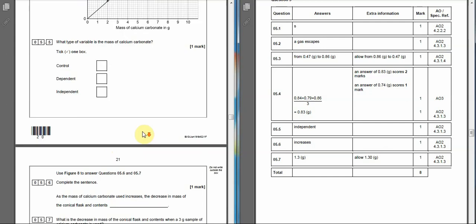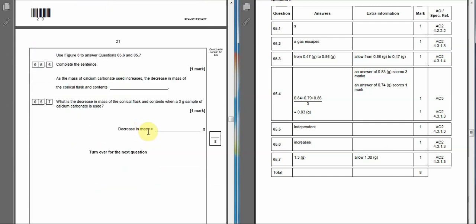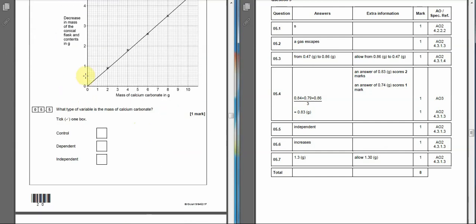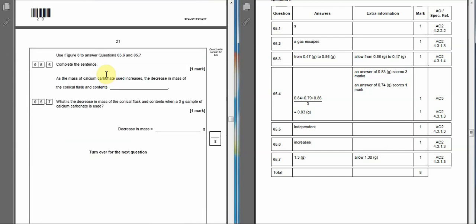Definitely do it. Number 5.6, as the mass of the calcium carbonate used increases, the decrease of mass of the conical flask and contents increases. You can see that because as this gets bigger, this one also gets bigger. It's looking at the graph.